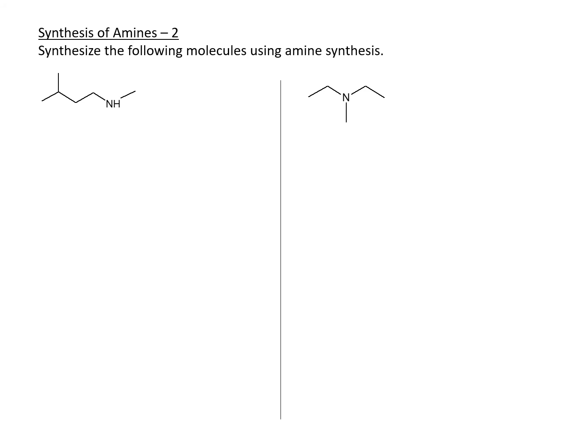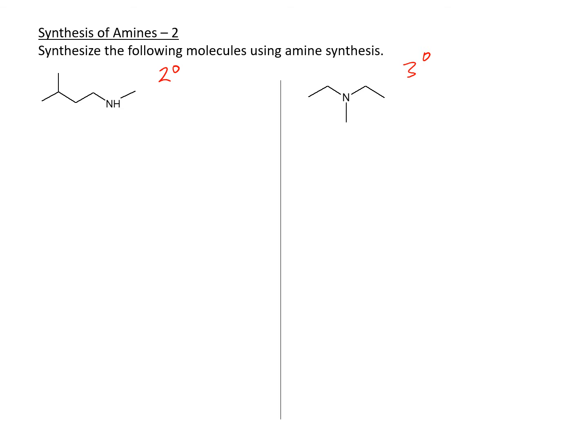Synthesis of amines, and in this one we are making secondary and tertiary amines. So the first one here is a secondary amine, the second one is a tertiary amine. To make tertiary amines, the easiest way is reductive amination, especially if you have asymmetric amines. Primary amines, there are plenty of choices, but to make secondary and tertiary, you're limited primarily to reductive amination.